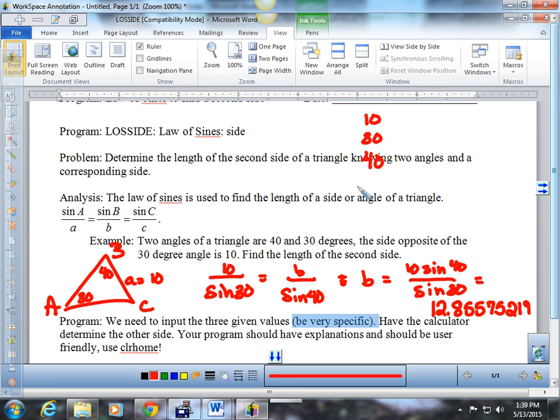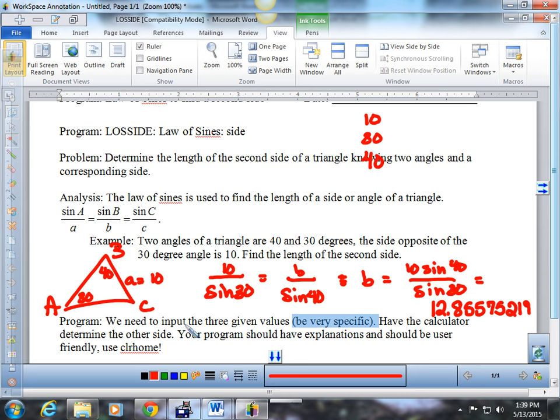It's going to be very important to determine what you're going to store these values as, because your law of sines is not going to be 10 sine 40 over sine 30. It's going to be some letter sine some other letter divided by sine of another letter. So it's important that you recognize what you're storing these as to get your formula put in correctly. Okay. Questions on law of sines?